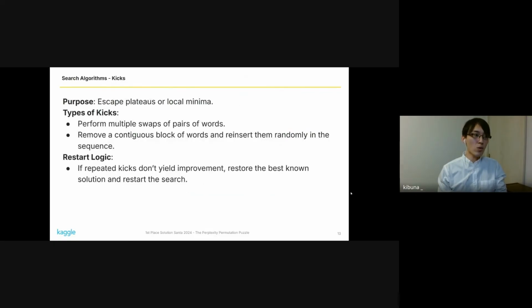And kick strategy. Despite our enhanced DFS, local optima is still a challenge. To escape these, we used a kick mechanism which applied strong perturbations, such as multiple random swaps or segment destructions. Since excessive perturbation sometimes made it impossible to return even to the known solutions, we implemented a restart mechanism to revert to the best solution when necessary.